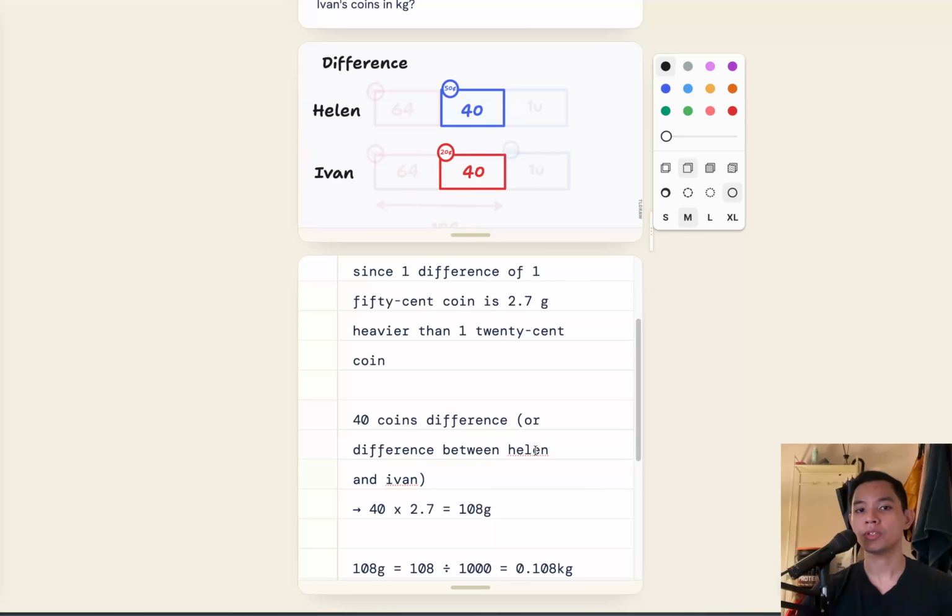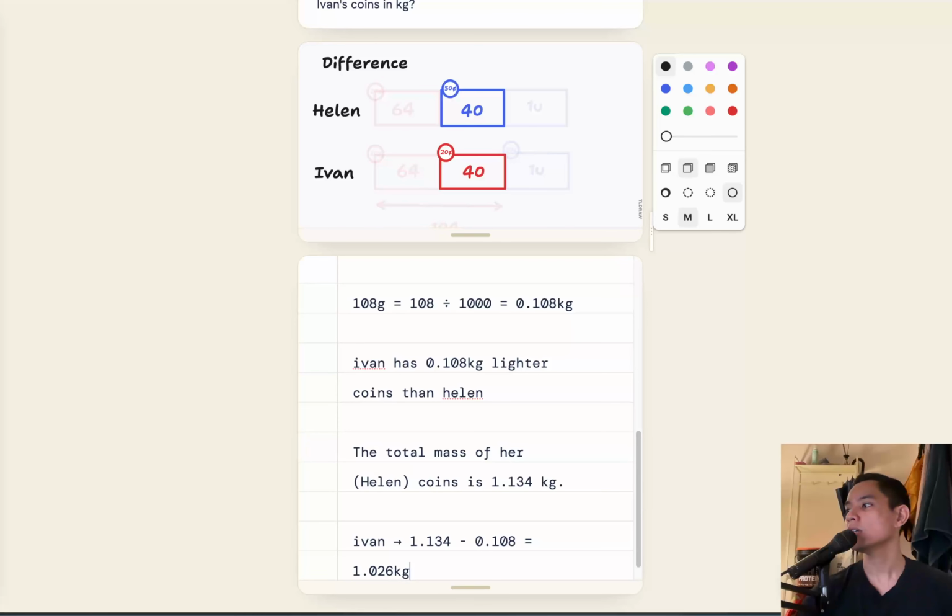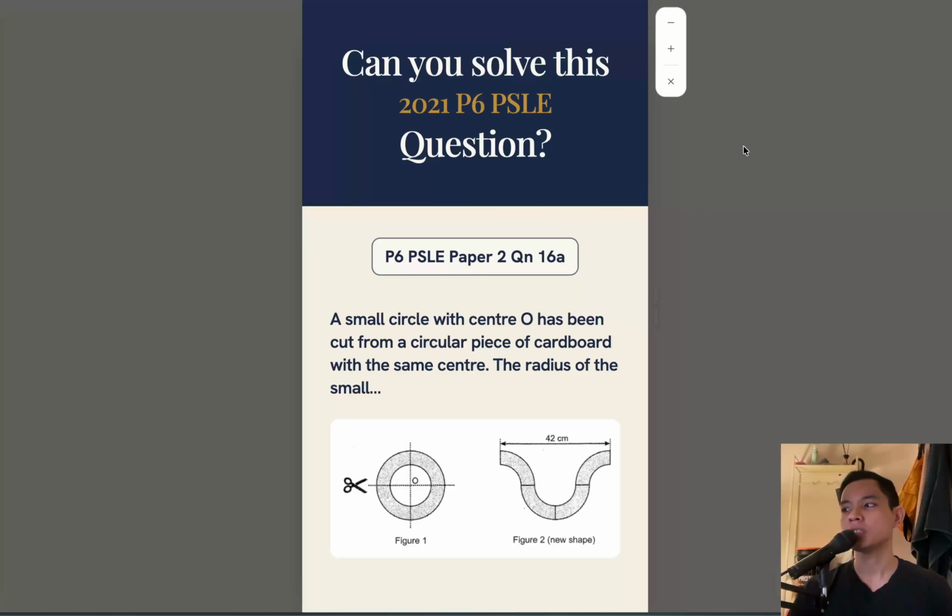Because Ivan has 40 20-cent coins, which is lighter. So we minus it. So 1.134 minus 0.108. This will give us 1.026 kilogram. Okay, there you go. So that's the answer.